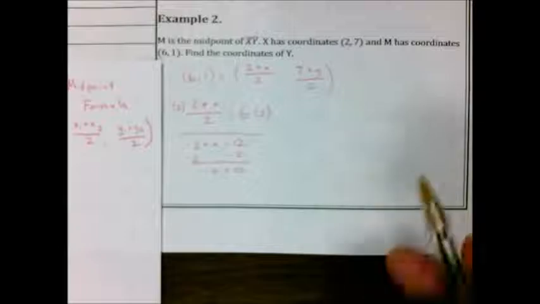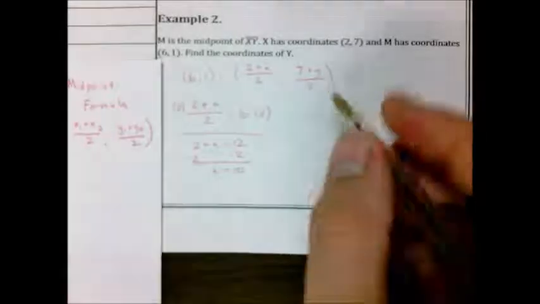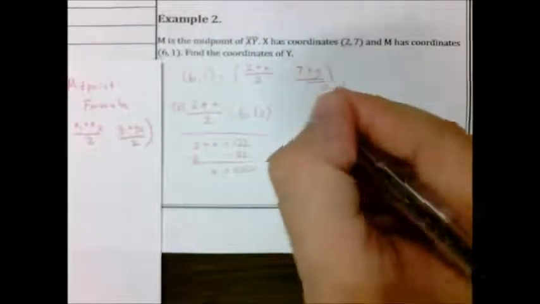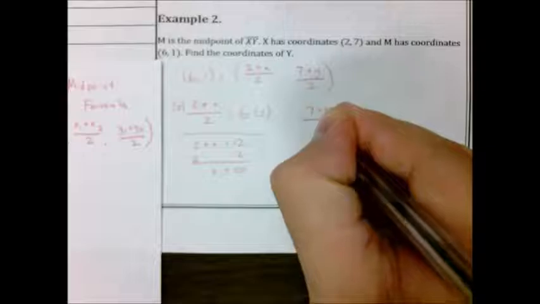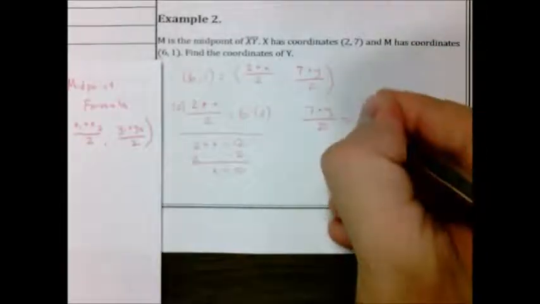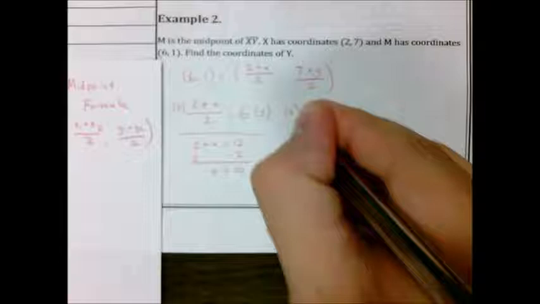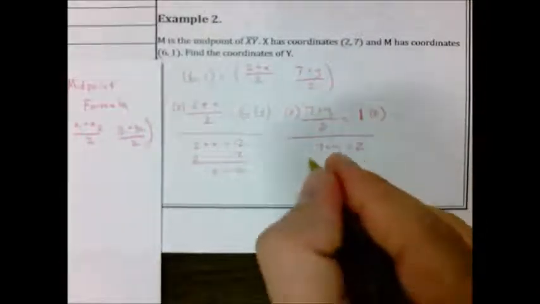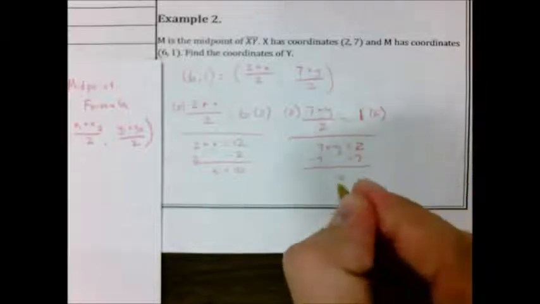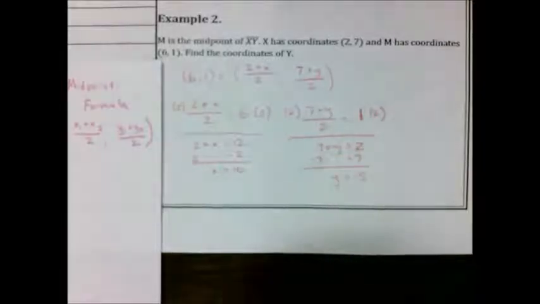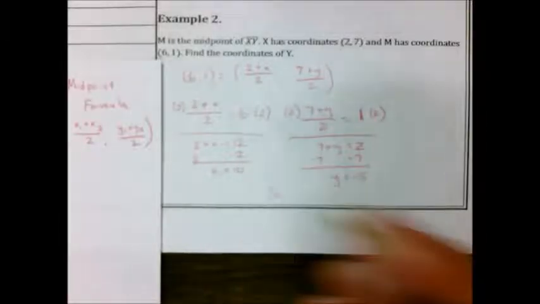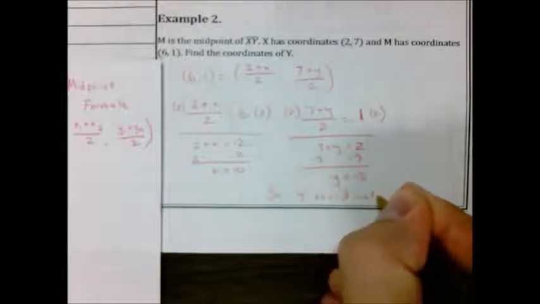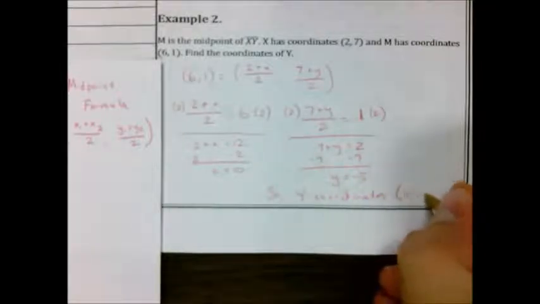Now we need to go back. Our fourth step is to find the y coordinate for the coordinate of Y. We know 7 plus y divided by 2 should equal 1. Alright, multiply by 2 again. We end up getting 7 plus y is equal to 2. And we have to subtract 7 from both sides, and we end up getting y is equal to negative 5. So the coordinates of Y are 10, negative 5.